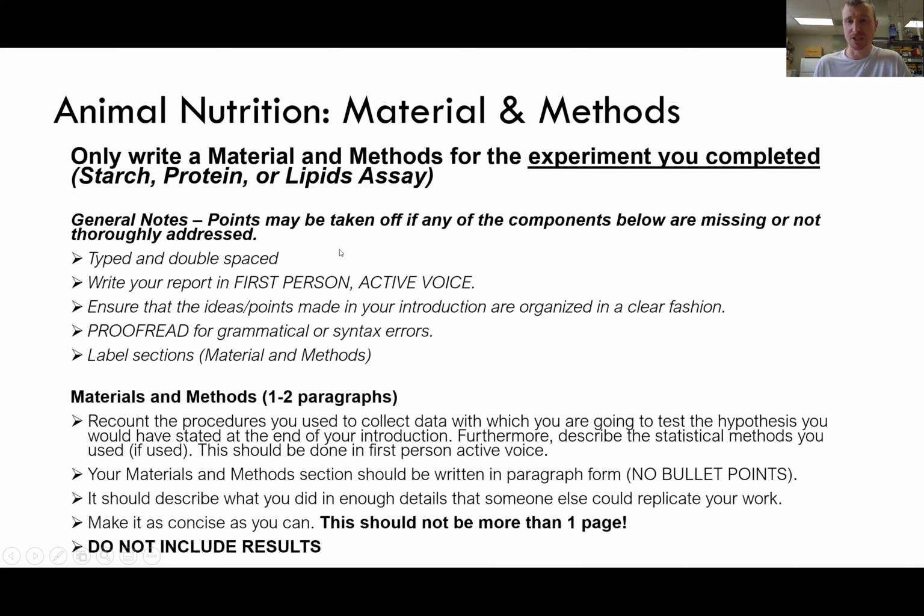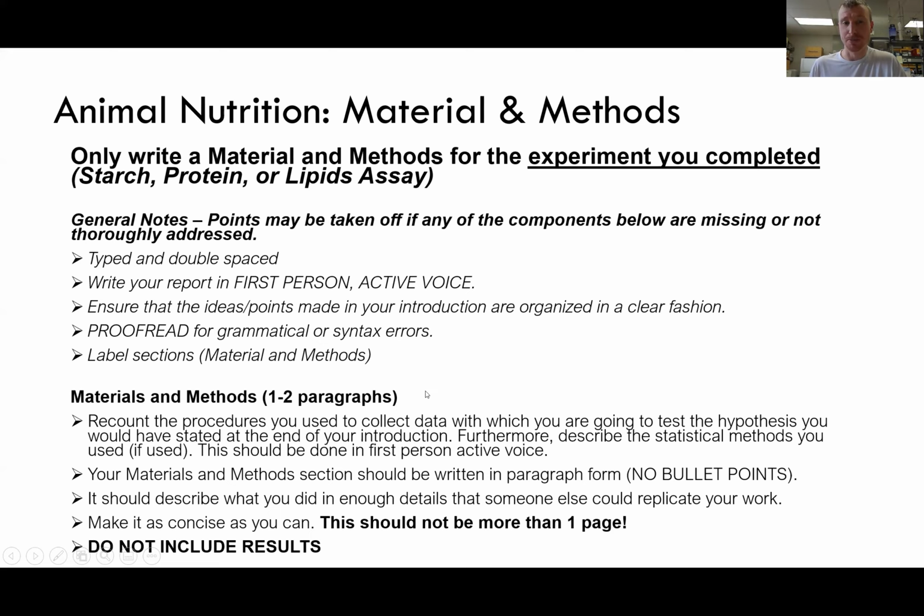It needs to be typed and double spaced. You need to write in first person. Ensure that your ideas are well organized and easy to read. You should definitely proofread it before you turn in the assignment. Look for any grammatical or syntax errors and make sure those are corrected before you turn it in. And then this is going to be our material and method section, so make sure to label your section.